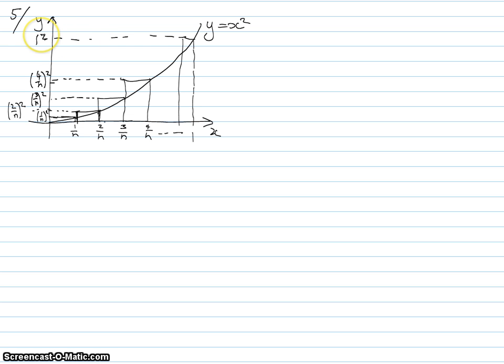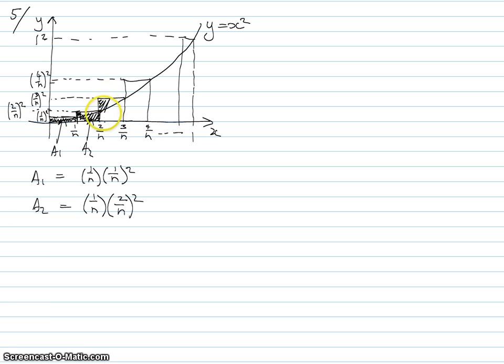Okay, so if I called this rectangle in here A1, what is the area of A1? Well, the base is of course 1 over n. The height is 1 over n squared. Now, let's look at this one next to it. This one's going to be called, funnily enough, A2. What's the area of A2? Well, the base is still 1 over n wide. Now, the height is 2 over n squared.